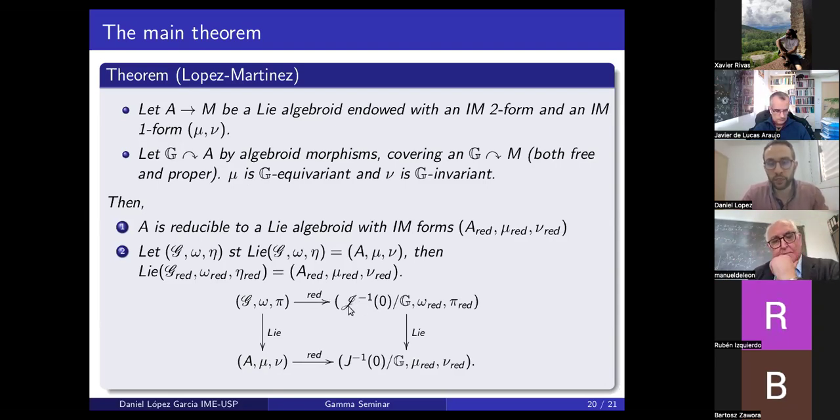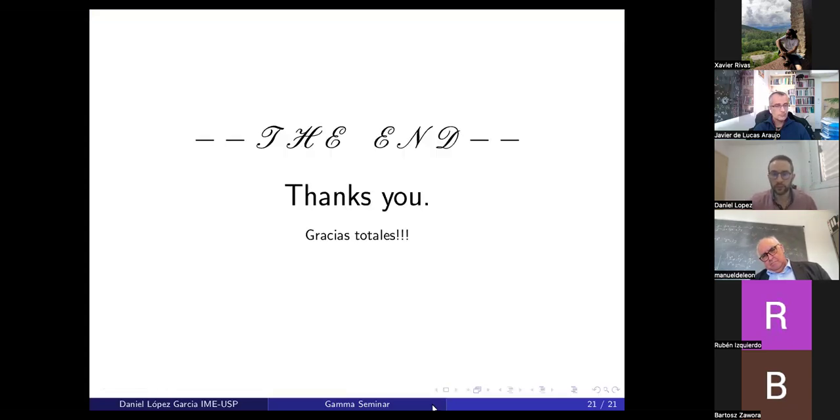If this is a submanifold, then you can consider this reduction by using the classical Marsden-Weinstein theorem. Then you have from here to here the reduction, and from here to here you have the Lie functor. What this theorem says is that all these reductions are well defined, and this square commutes. If you look at this and you look at this spot, this is basically the same. And that's all I want to say today. Thank you.